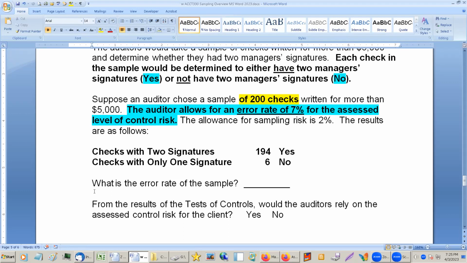Anyone? What's the error rate? What percentage of the checks were written incorrectly, or written not following the procedures? You can put it in chat. You don't want to say it out loud. You can put it in chat with a direct message to me, and I won't read your name.